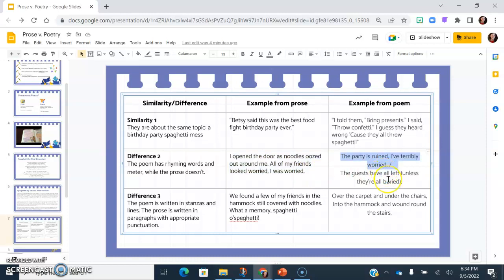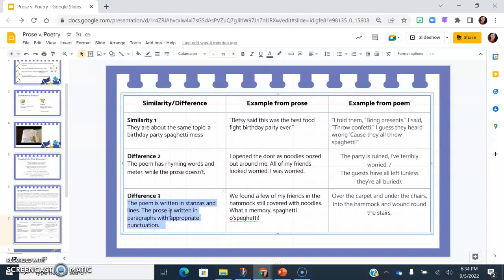Here are two lines from the poem that rhyme. The party is ruined, I've terribly worried, the guests have all left unless they're all buried. Notice how the author wants these two to rhyme, so you would read buried a little bit different so they would rhyme.